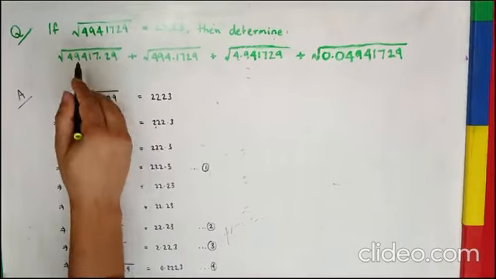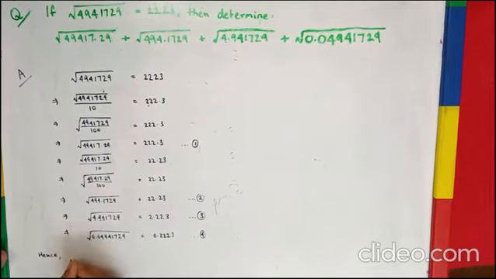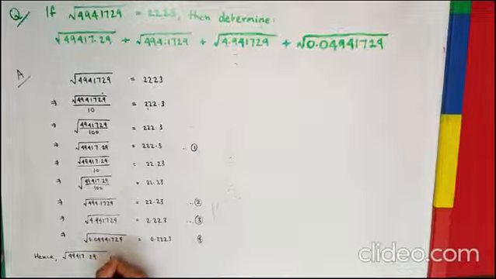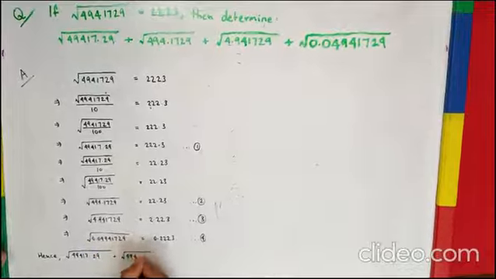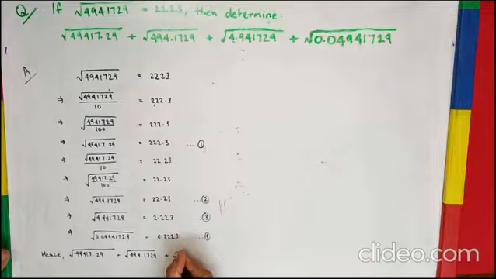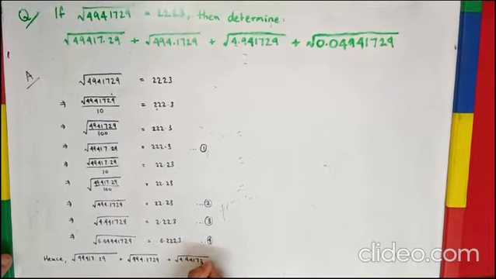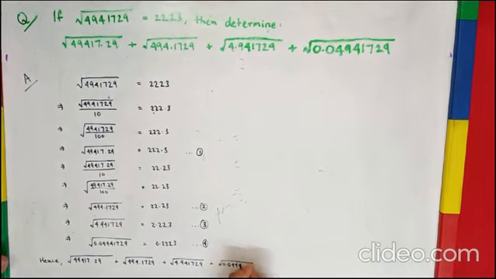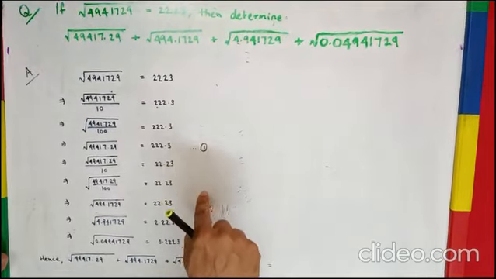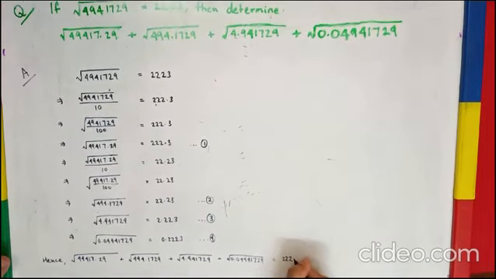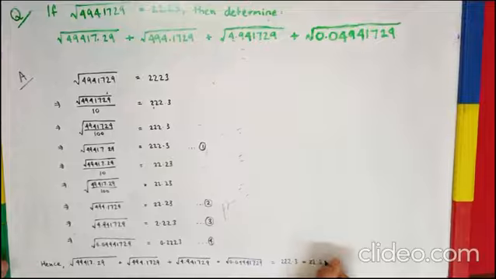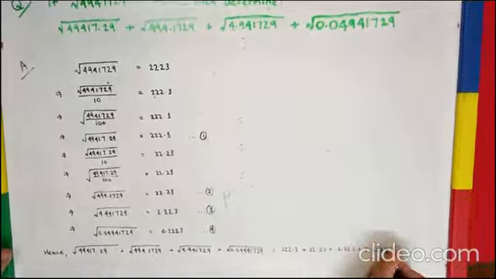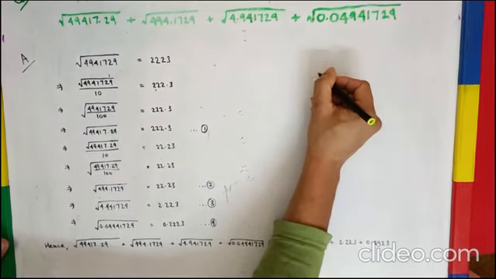So what do we have now? Hence, the square root of 49417.29 plus the square root of 494.1729 plus the square root of 4.941729 plus the square root of 0.04941729 equals 1 plus 2 plus 3 plus 4, which is 222.3 plus 22.23 plus 2.223 plus 0.2223. So let's just do this calculation in a bit of rough work here.